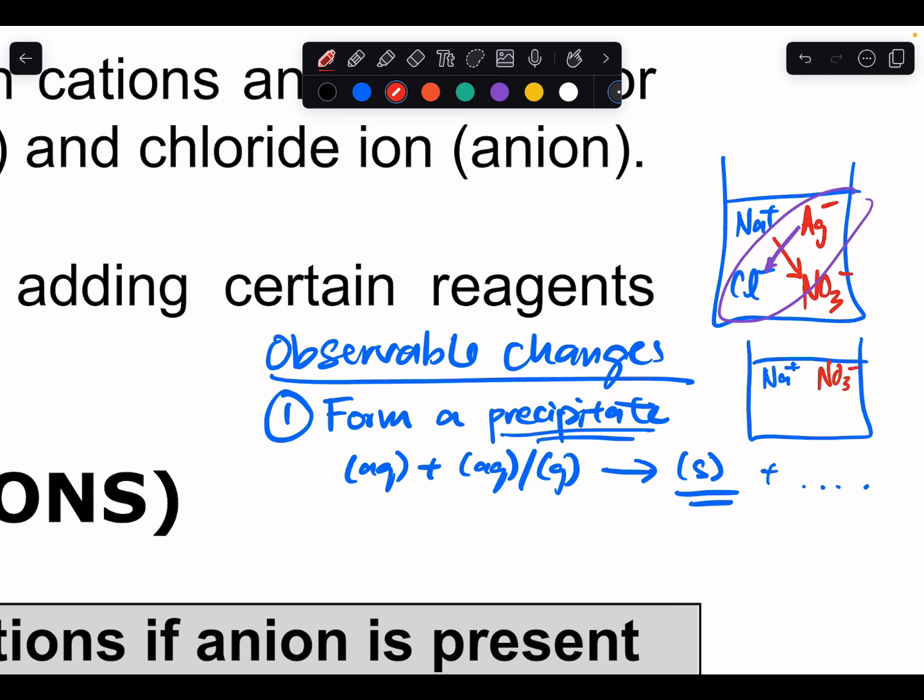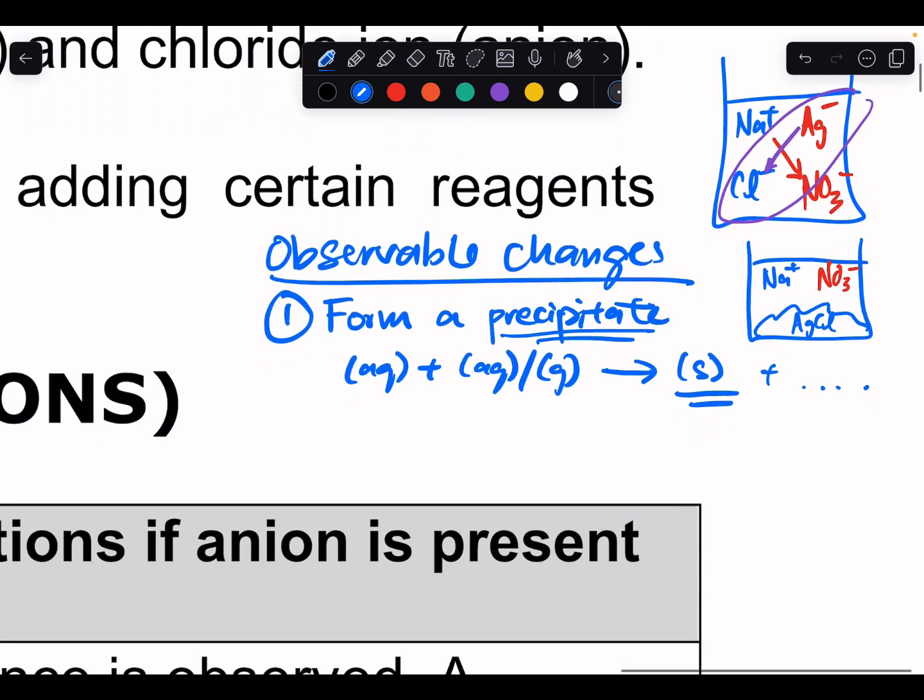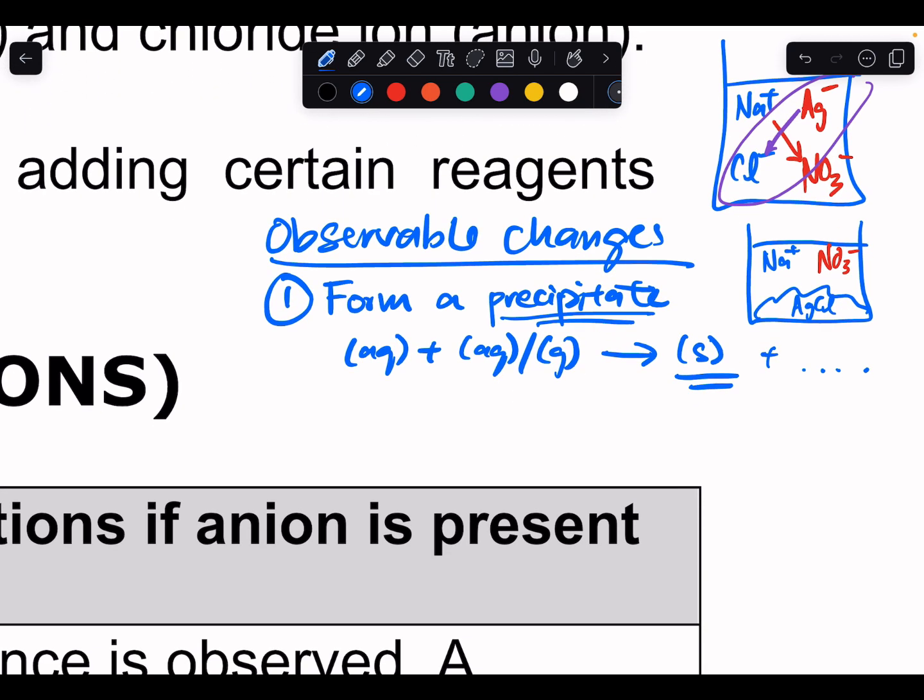So while sodium nitrate remains in water, silver chloride will form a precipitate, and we will see it as the solution turning cloudy. Okay, so that's one. We can form a precipitate, which is a solid that's formed out of two aqueous solutions adding together, or a gas being bubbled into a solution. So an example would be the lime water test.